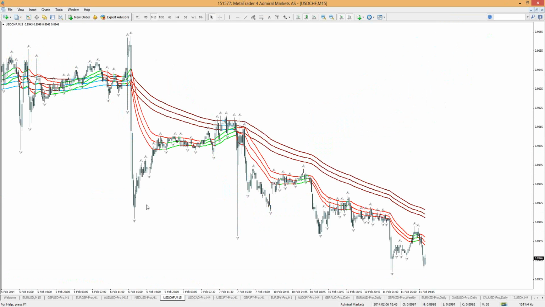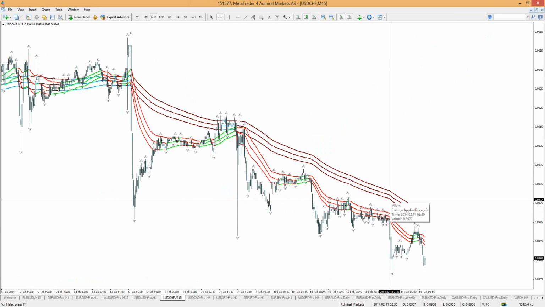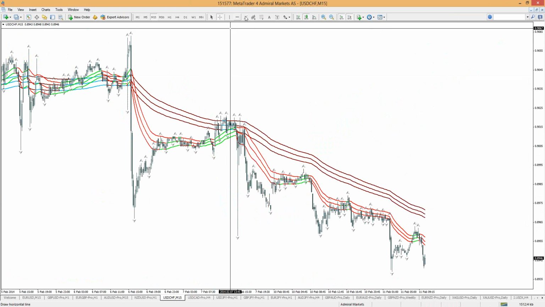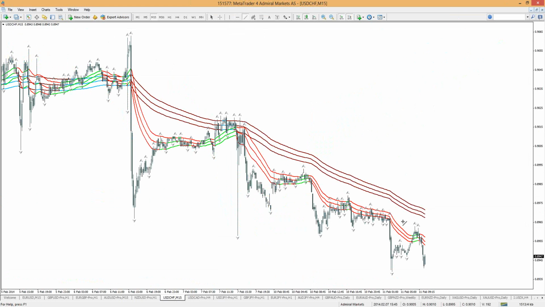Dollar Swissy. Broke this descending wedge to the downside. Pretty neat descending wedge. Price was well below the moving averages, as you can see here. And we got a classical break, pull back, and go. This happened during my night.